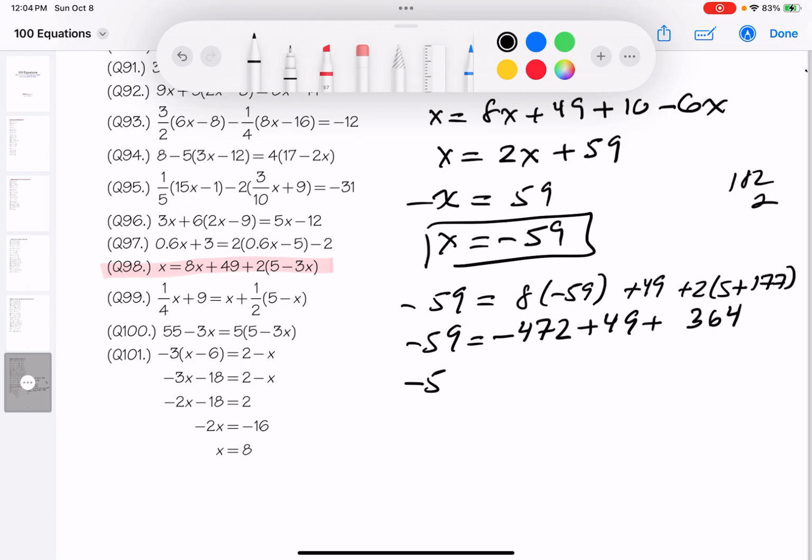Wow, minus 59. And I'm going to do minus 472. And 364 and 49. Let me write that down for you. My pen's acting up again. 364 and 49. Let's see, you can get 6, 7, 8, 9, 10, 11. That's 413.